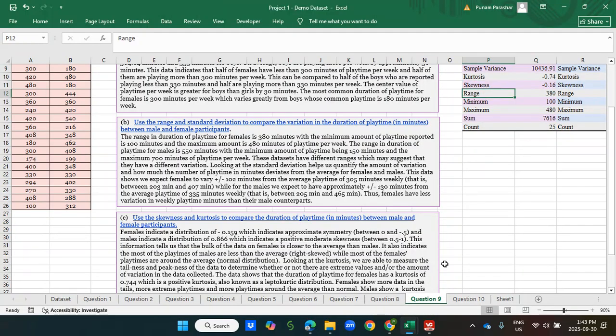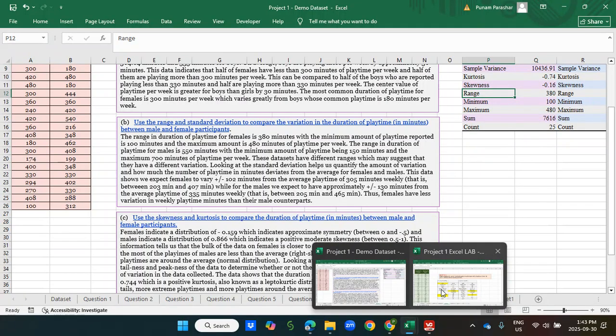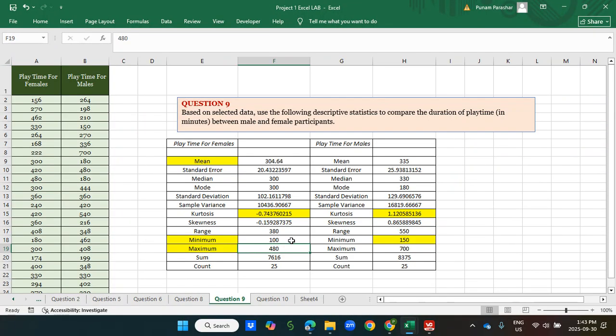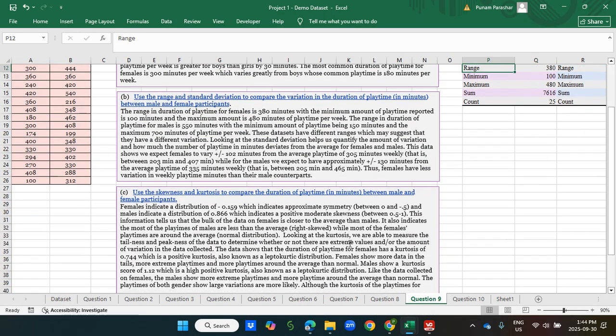What is the range? Whenever you want to find the range, it is maximum value minus minimum value. Female play a maximum of 480 minutes per week and a minimum of 100. If you subtract these two, 380 is the range you can see here. So how will you compare? Male have more range of playing, they play more, so it's more range. You need to compare all these values, and then compare skewness and kurtosis.